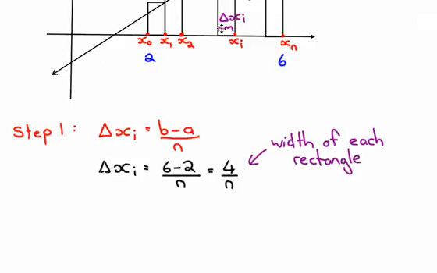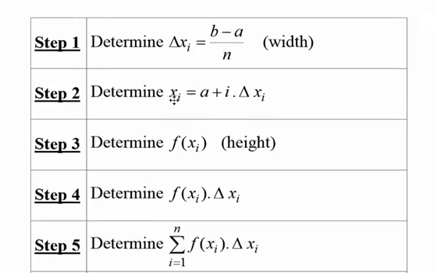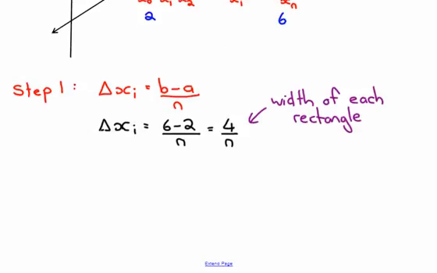So here, this change in xi is actually 4 over n. They all have a width of 4 over n, 4 over n, 4 over n, 4 over n, etc. Step 2. Determine xi. Now that's my beginning plus however many, so it's a plus i times change in xi. Okay, so that's my step 2. Step 2 is to find xi, which is equal to a plus i times change in xi. It's however many widths we need.